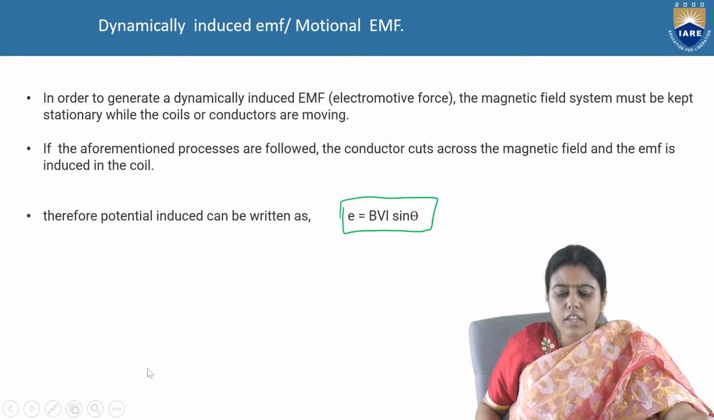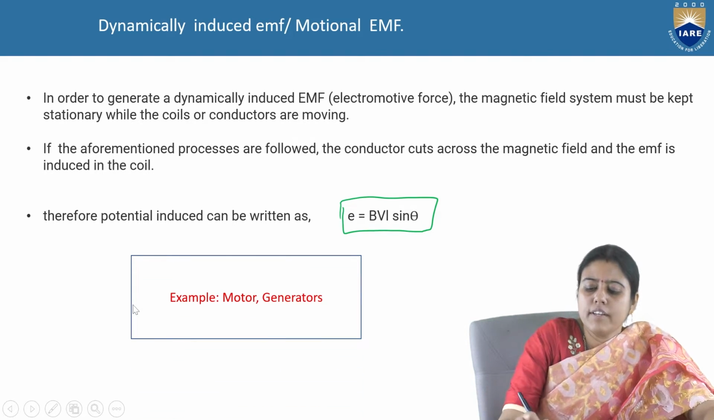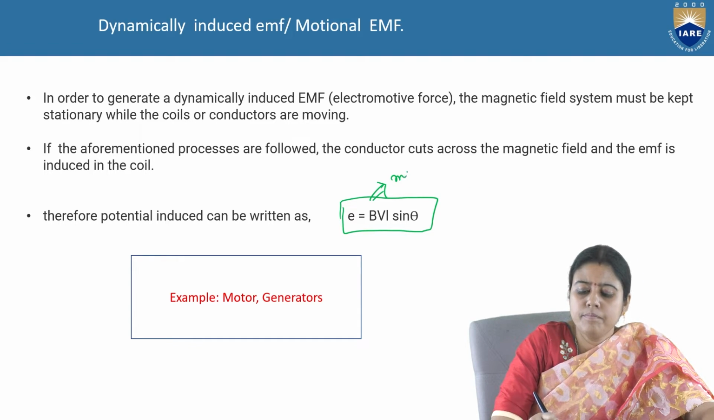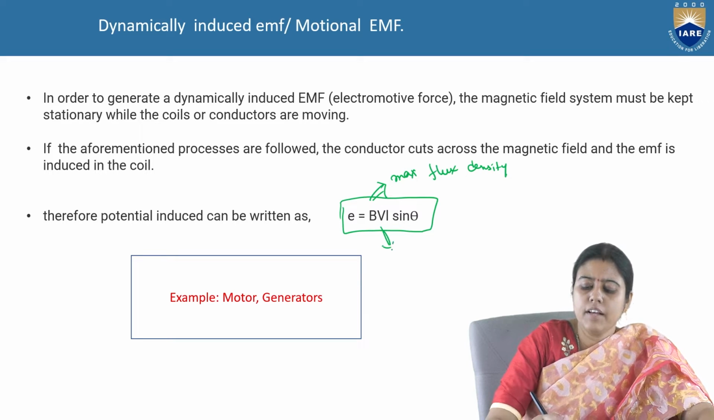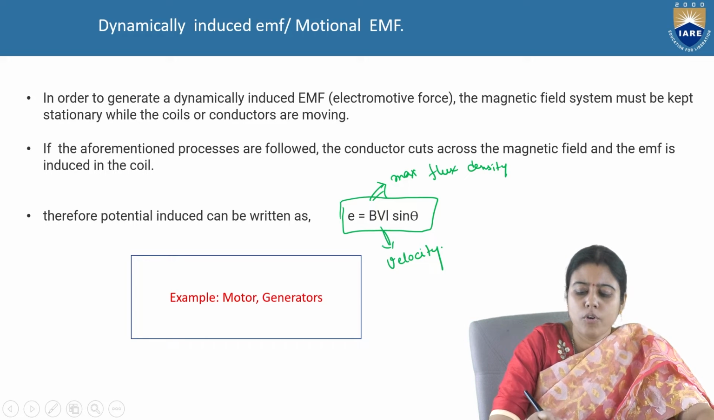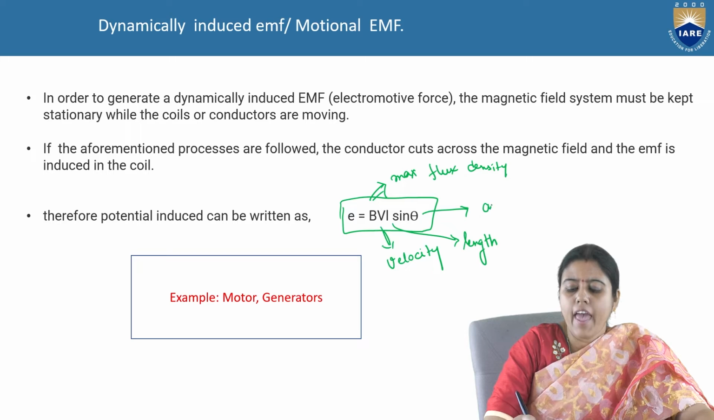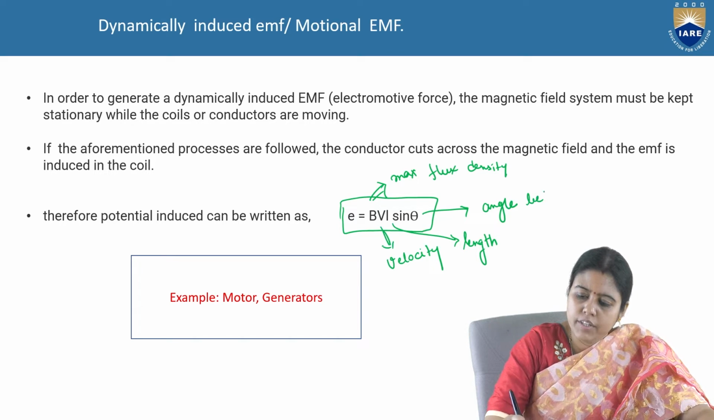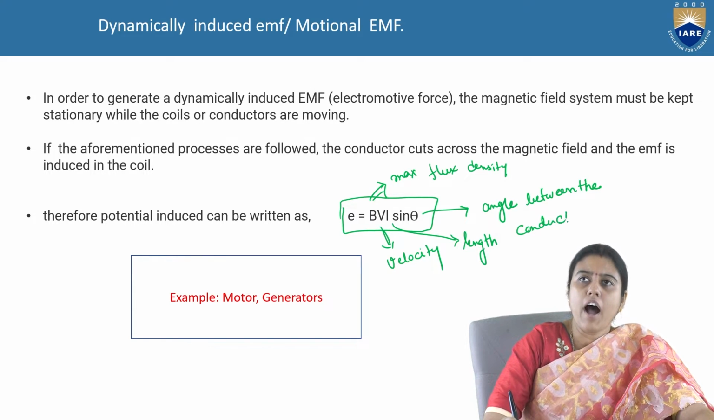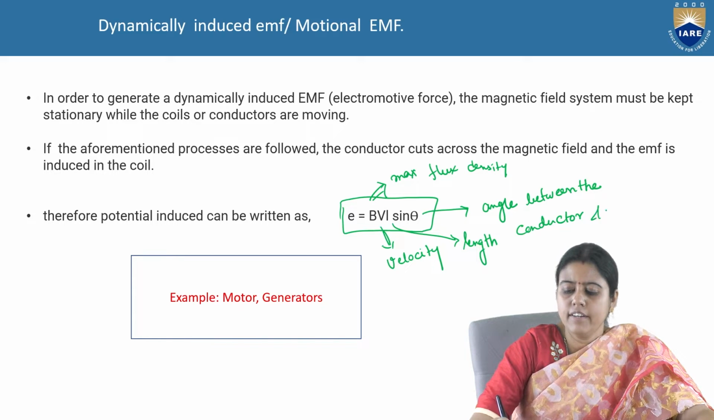What is B? B is the maximum flux density. What is V? V is the velocity, in how much speed it is rotating. And what is L? L is the length. What is theta? Theta is the angle between the conductor and field. How much flux it is cutting.